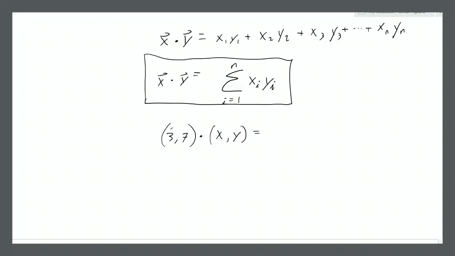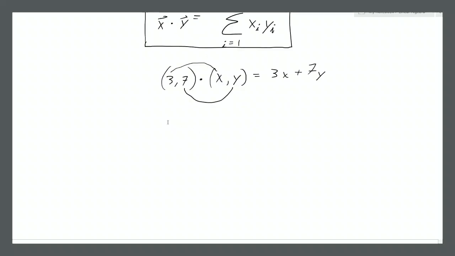Well, you multiply the first coordinates, you multiply the second coordinates, you get 3x plus 7y. Now what if I were to write an equation like 3, 7 dot x, y equals 5? Well, how would I rewrite that equation? We have 3x plus 7y equals 5. Well, that's a linear equation. That's an equation of a line.